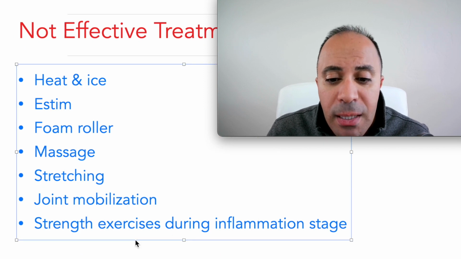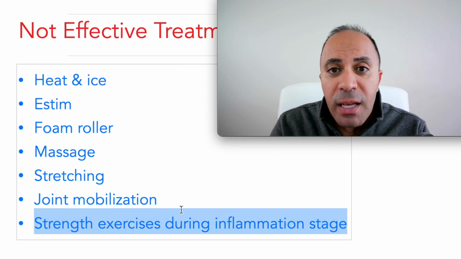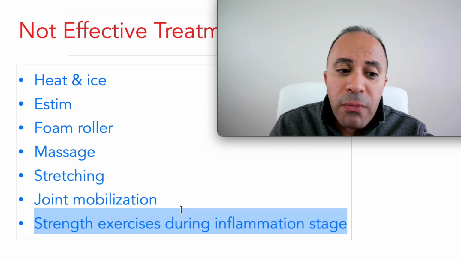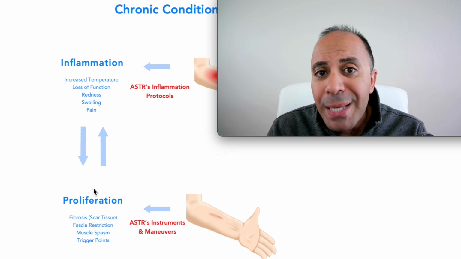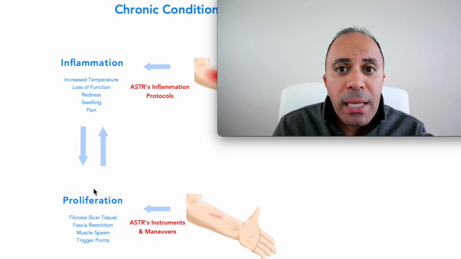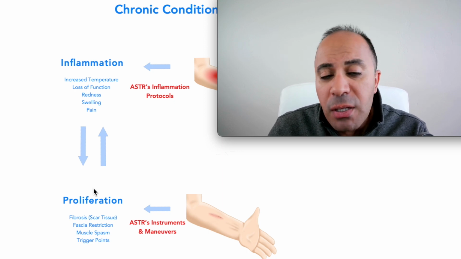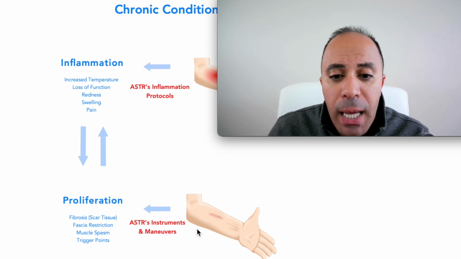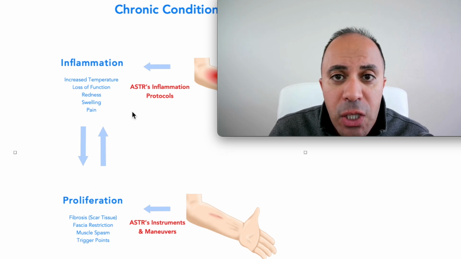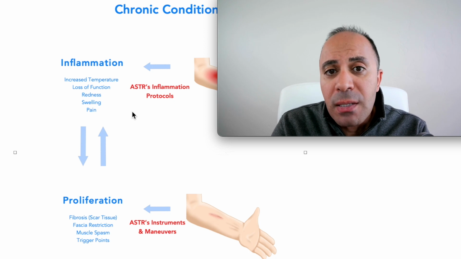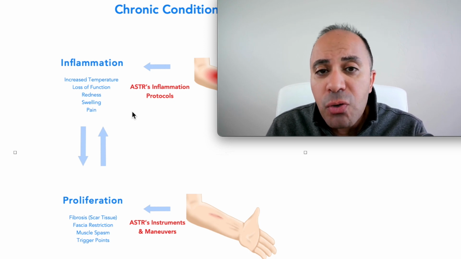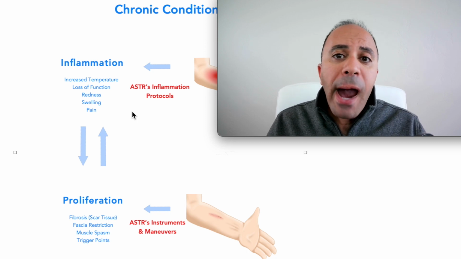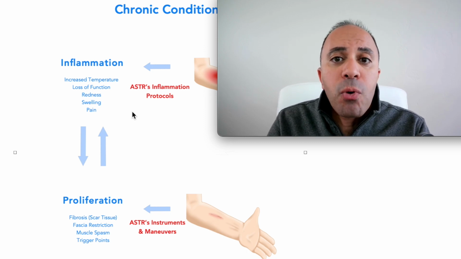The other thing that's been used is strengthening exercises. The problem with that is, if you introduce it in an inflamed area, it's going to inflame it more. And strengthening exercise is not going to do anything for the fascia restriction, the muscle spasm, the trigger point, and anything here in the proliferation stage. We can introduce strength exercises, but I don't like to do strength exercise. I prefer to do functional training, teaching how to perform proper posture.